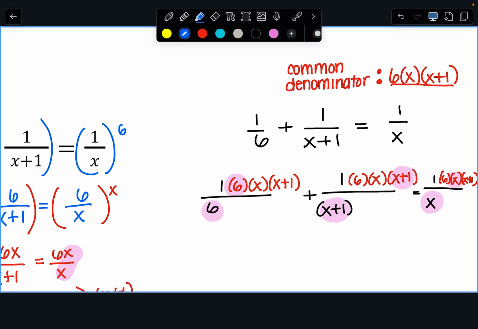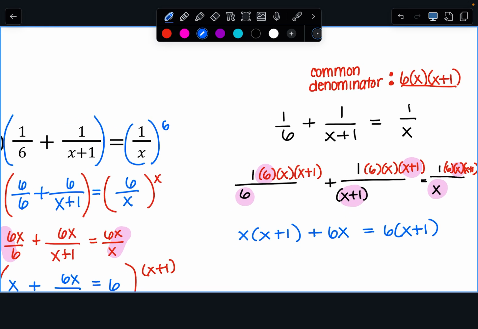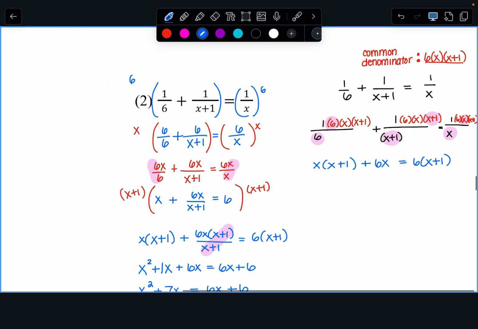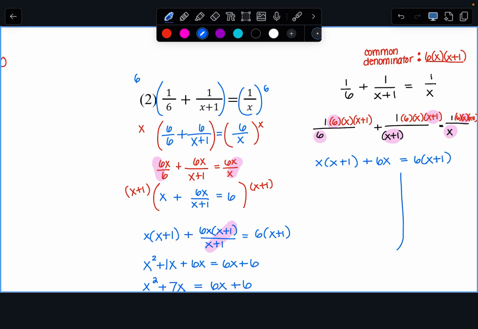So what we're left with is x times x plus 1 plus 6 times x equals 6 times x plus 1, which is exactly what we had many, many steps later down there.